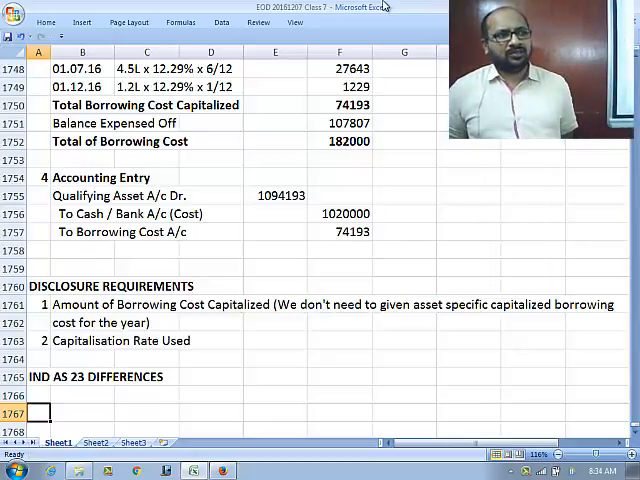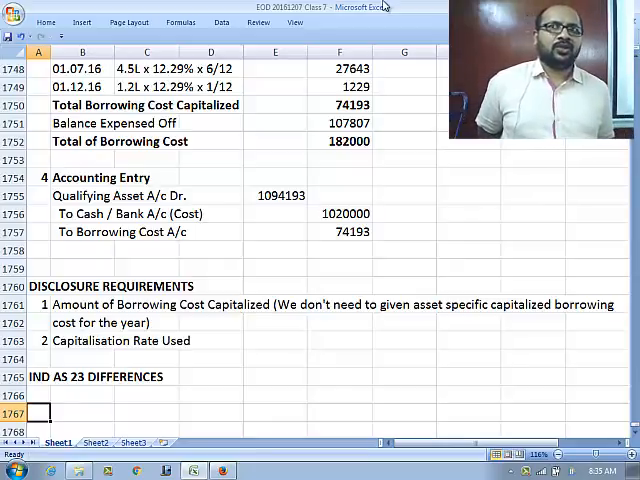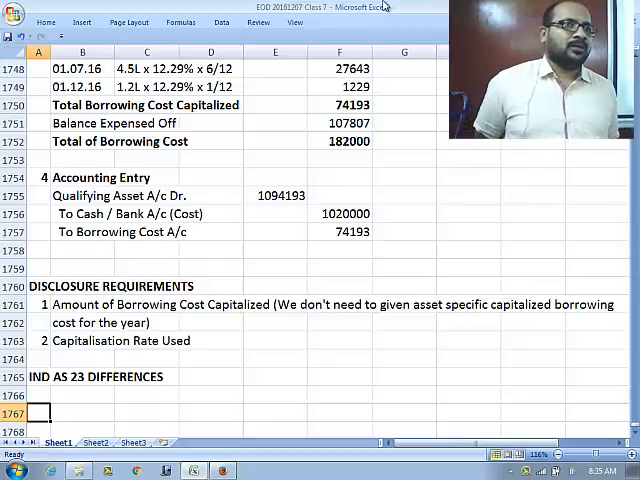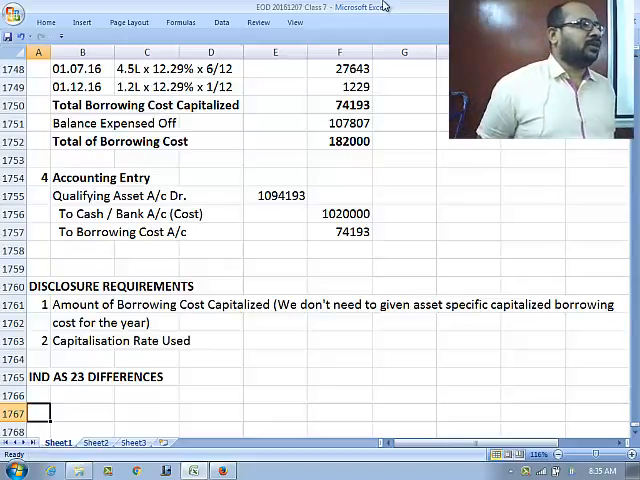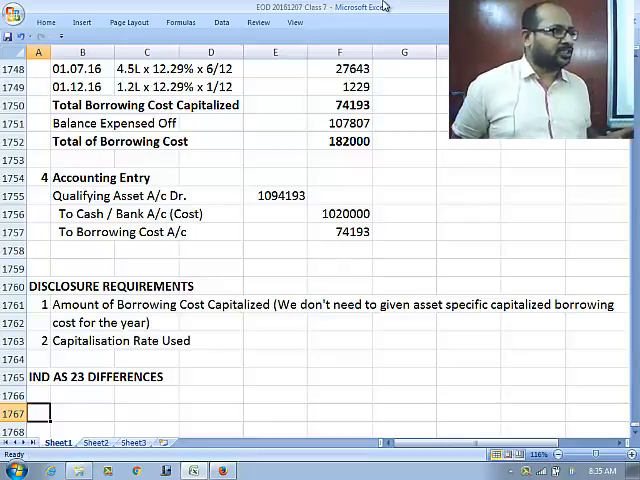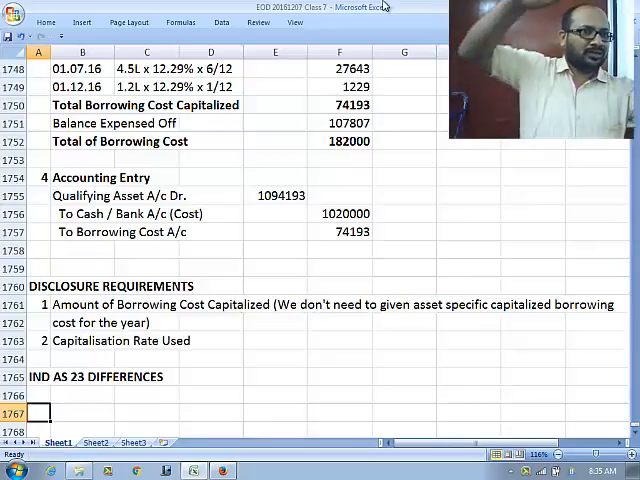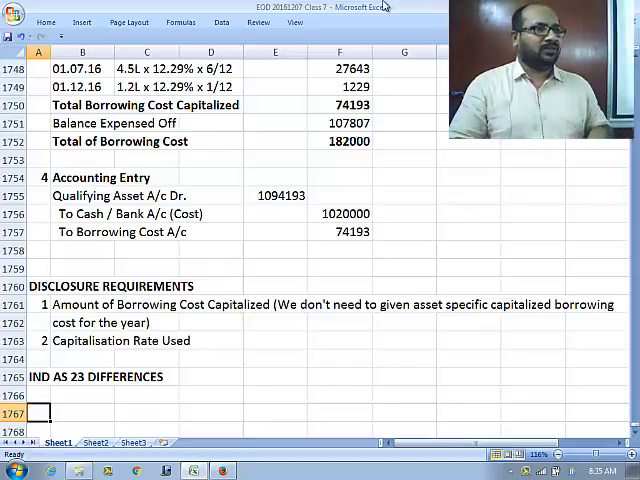One of the differences, and I'm seeing too many articles on this one, is that they say you need not capitalize borrowing cost on inventories which are repetitively getting manufactured. We saw that specific clause even under AS number 16. In IND AS 23, they have specifically excluded it from scope. That's the difference. Now, you can't call that a point of difference.